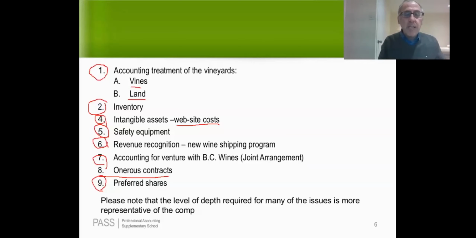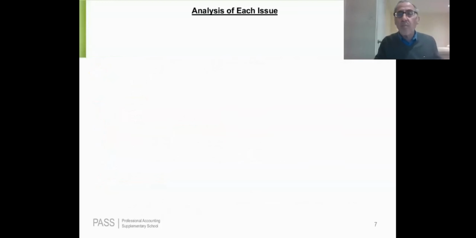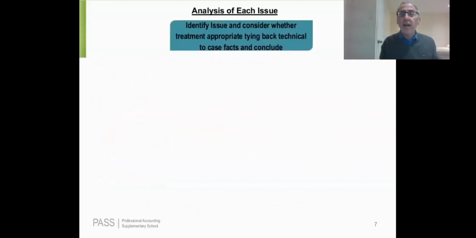The first issue that I would like you to deal with is number one. I would like you to deal with the accounting for the treatment of the vineyards. And as I said before, I would like you to deal separately with the vines and the land. If you try to conflate them, you're not going to get sufficient depth. Now, for all of the issues you deal with, starting with number one, I just want to remind you, based on the requirements, of what your analysis needs to entail.